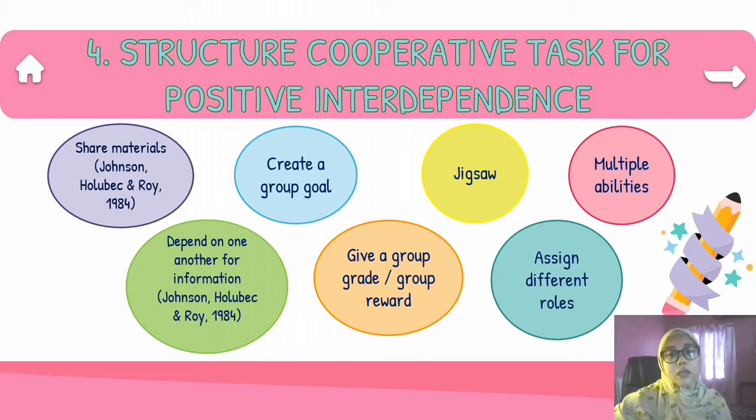Next is create a group goal. Third, jigsaw. Jigsaw is one of the earliest cooperative learning methods. From jigsaw, students tend to learn the section they were assigned, but were less inclined to learn the material their peers presented. Besides, you can also foster interdependence by creating rich, complex tasks that require multiple abilities.